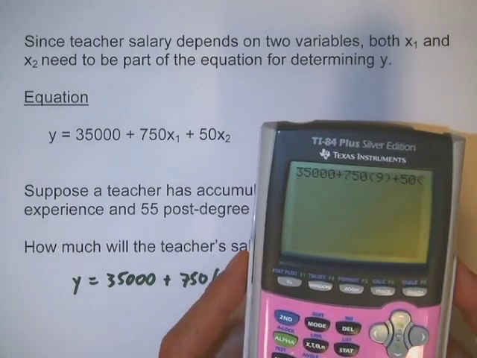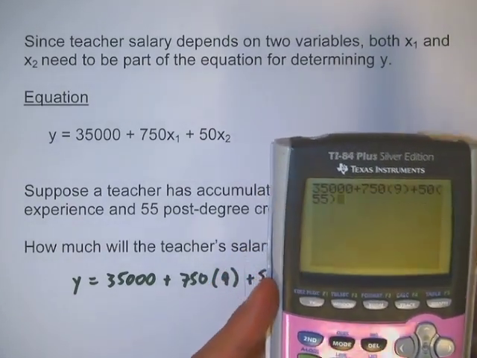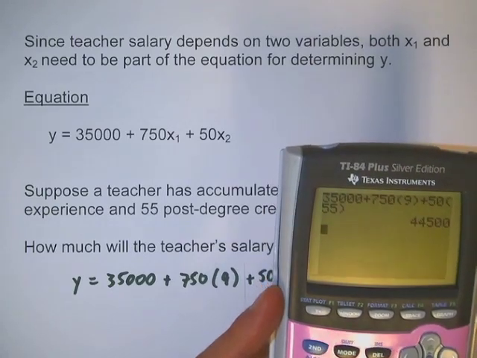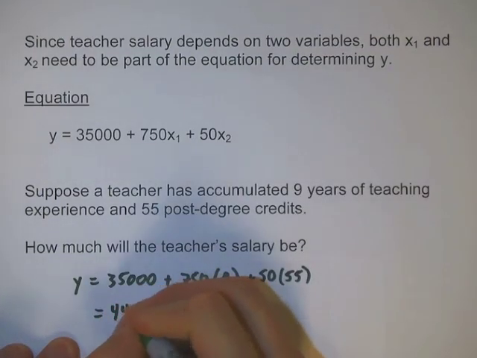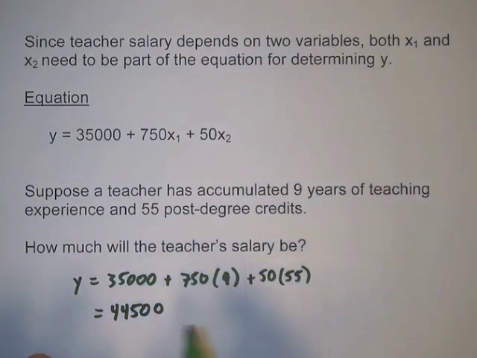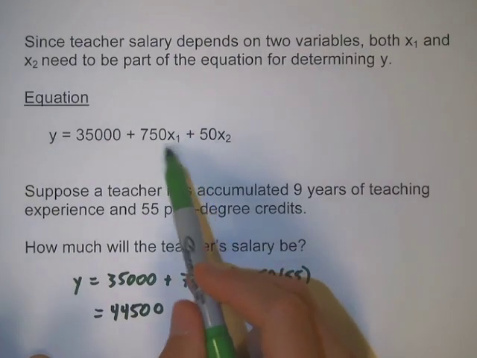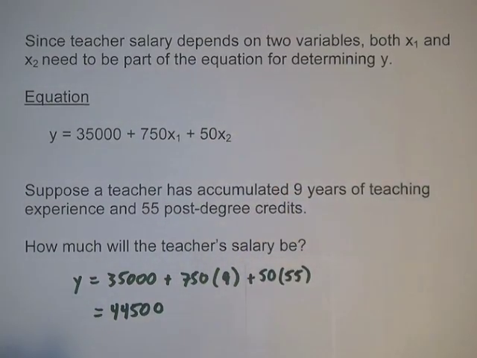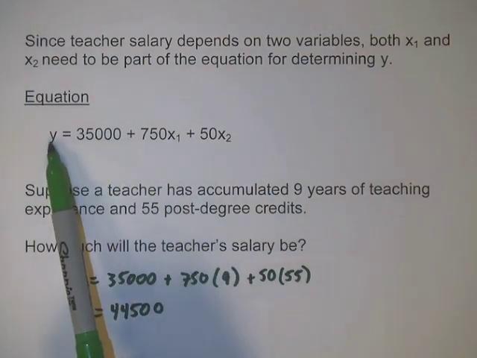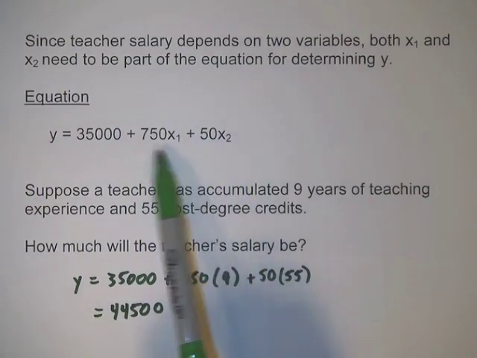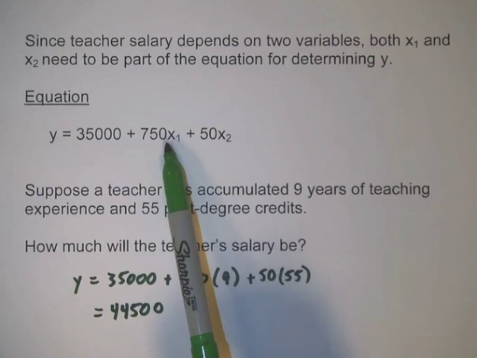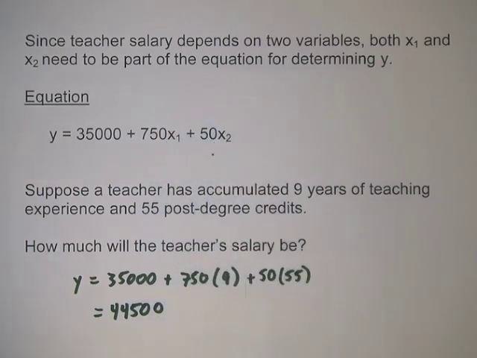50 times 55. Again, this will end up giving us the teacher salary, which is $44,500, and this number was dependent on the two different variables. Again, x1, the number of years of experience, and x2, the number of credits. So this is just one example of an equation for y that depended on x1 and x2, two separate variables. One response variable depended on two explanatory variables.